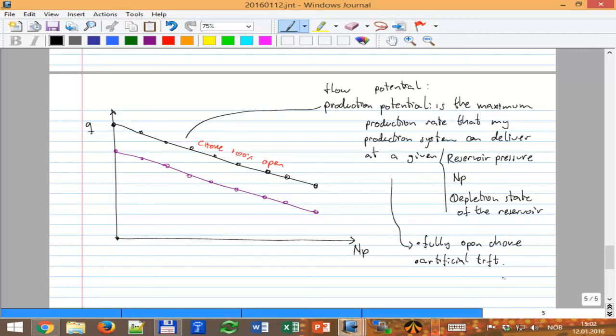But if I leave the choke in a fixed position, can I produce at any rate other than that one? I have only a unique rate at which I can produce, right? I can change the rate only if I have some flexibility in the system. If I can open or close the choke, that's how I can regulate the rate. But if I don't have the choke, if the choke is fully open or in a fixed position, then I'm bounded. For each reservoir pressure and for each depletion state, I can only produce one unique rate, right?